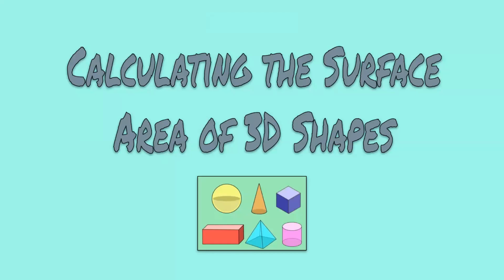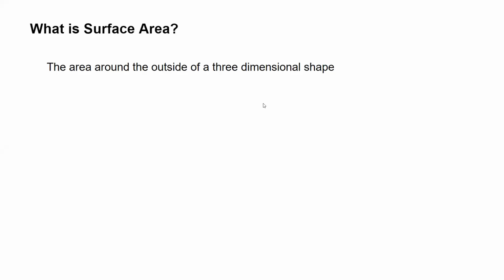In this video, we are going to review the calculation of surface area of 3D shapes. What is surface area? It is the area around the outside, or perhaps sometimes the inside, of a three-dimensional shape.